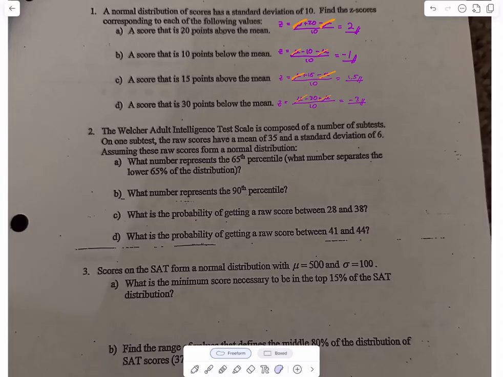The Wechsler Adult Intelligence Scale is composed of a number of subtests. On one subtest, the raw scores have an average of 35 and a standard deviation of 6. Assuming these raw scores form a normal distribution, what number represents the 65th percentile? What number separates the lower 65% of the distribution? Let me see. 65th percentile.